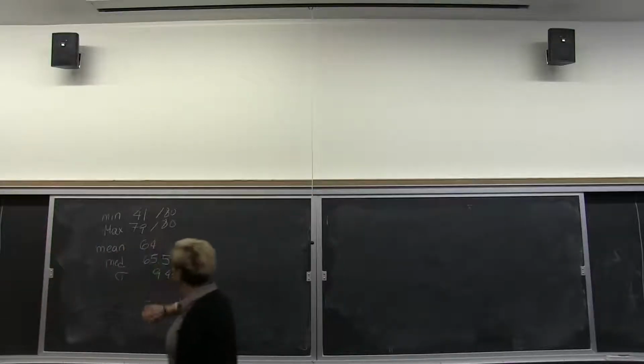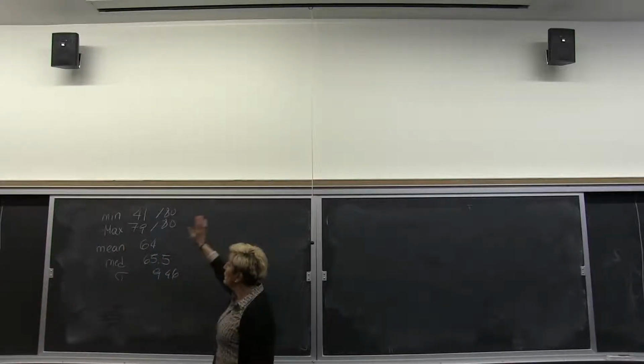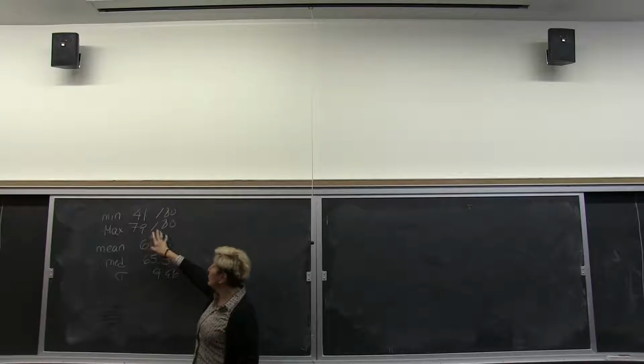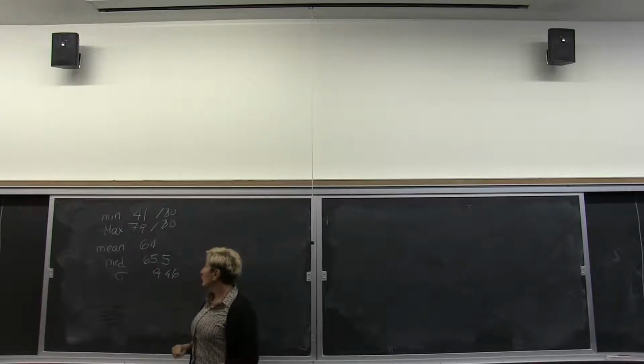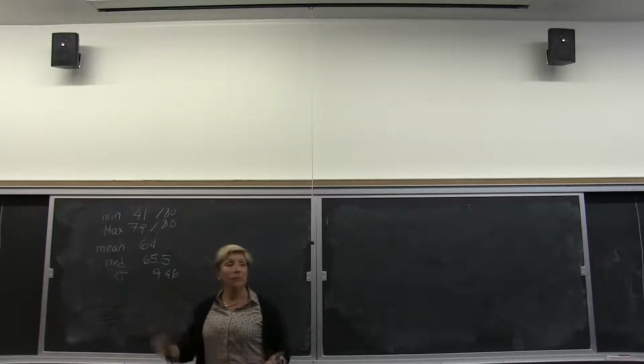So as I said, here are the statistics. The maximum was 79 out of 80. The minimum was 41. The mean was 64. The median was close, 65. And the standard deviation was 9.5, basically.